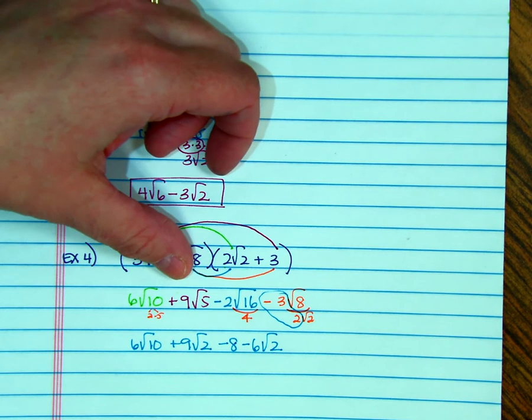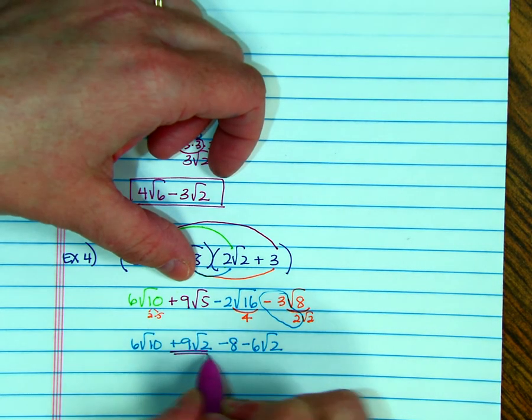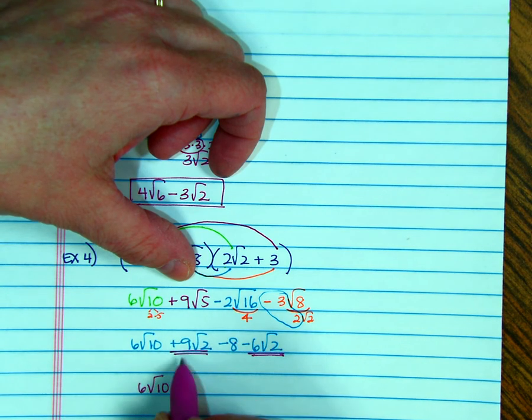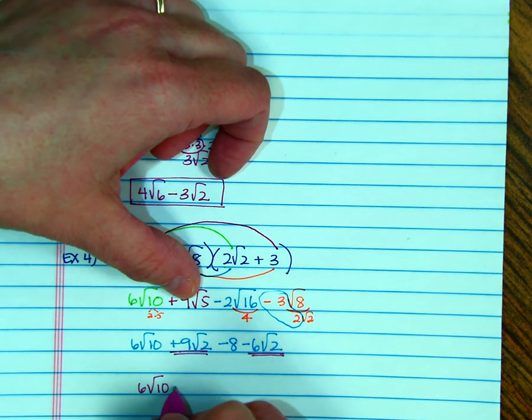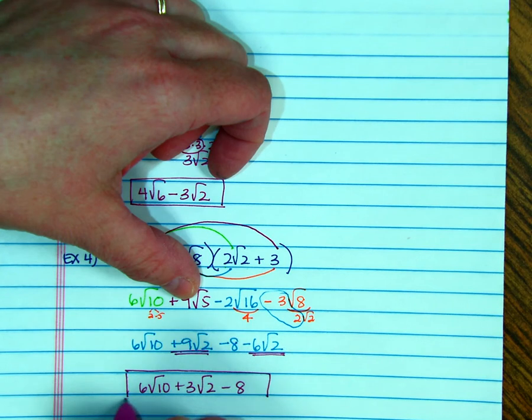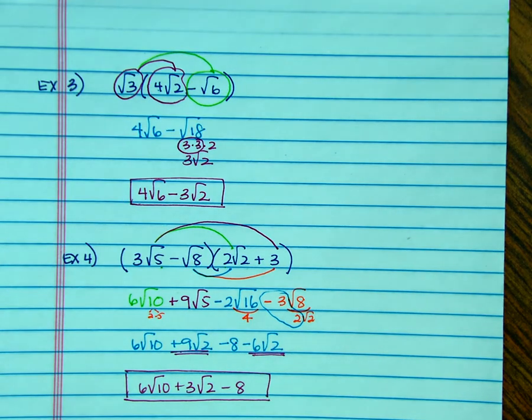I have to look one more time. And if you notice, these are like terms. So combining those, I get 3 radical 2, and then I have my minus 8. That would be my final simplified answer.